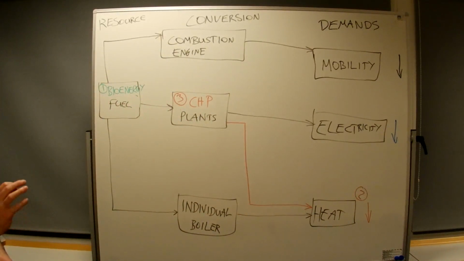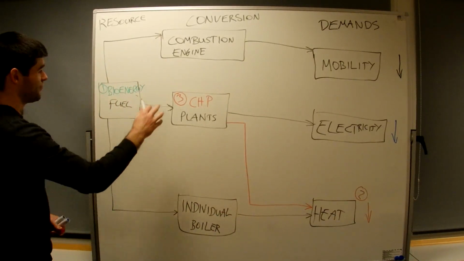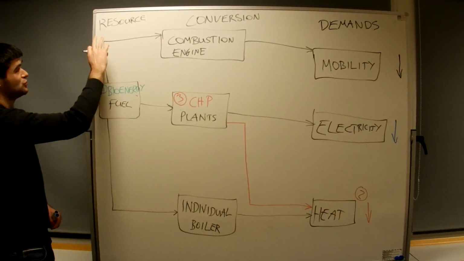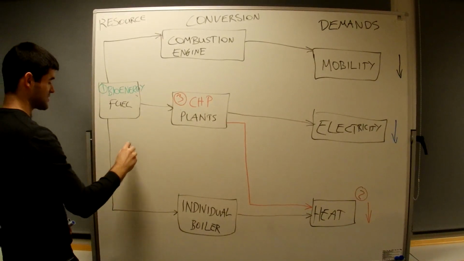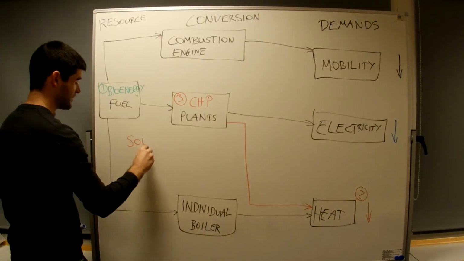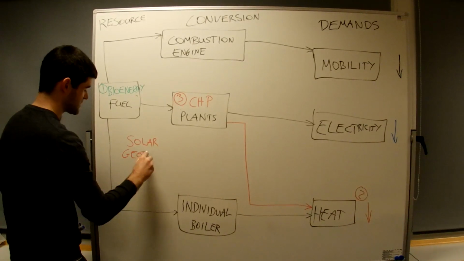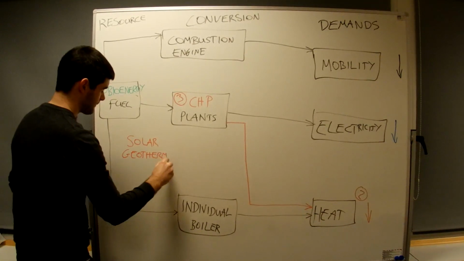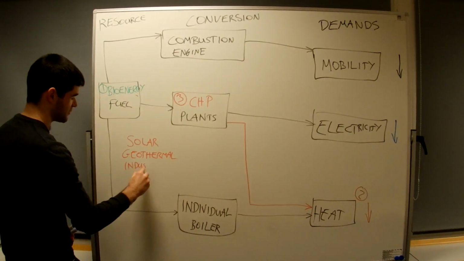The other very important thing that we've done by developing this piece of infrastructure is we've opened up the possibility to use new resources. So now that we have this district heating system in place, we can then build large-scale solar plants, we can build some geothermal heat plants, and we can use some surplus heat from industry or waste incineration.